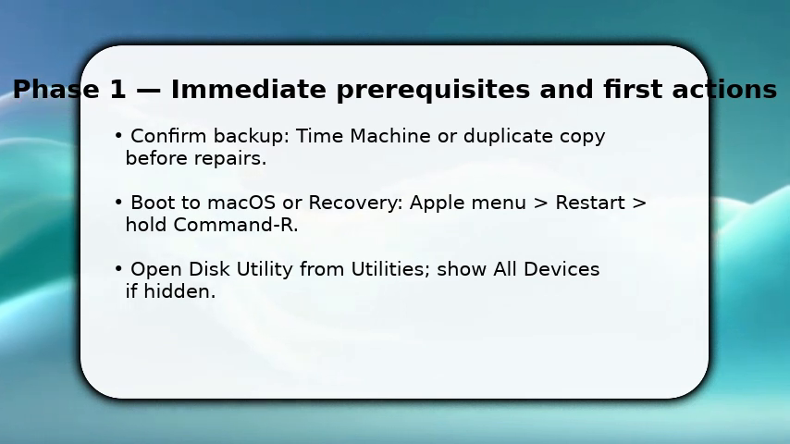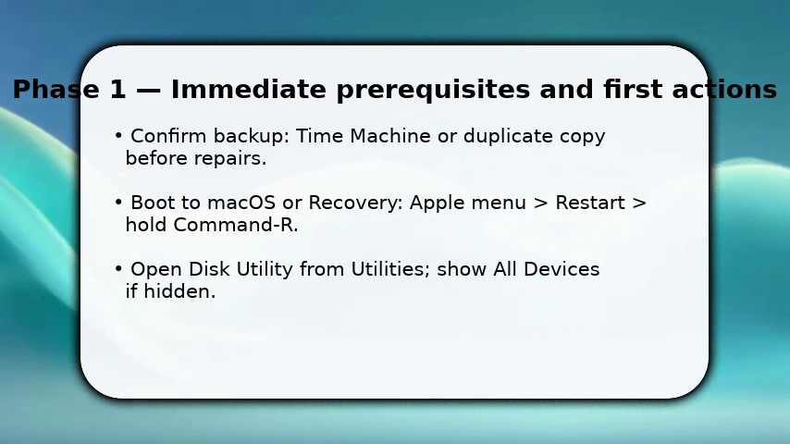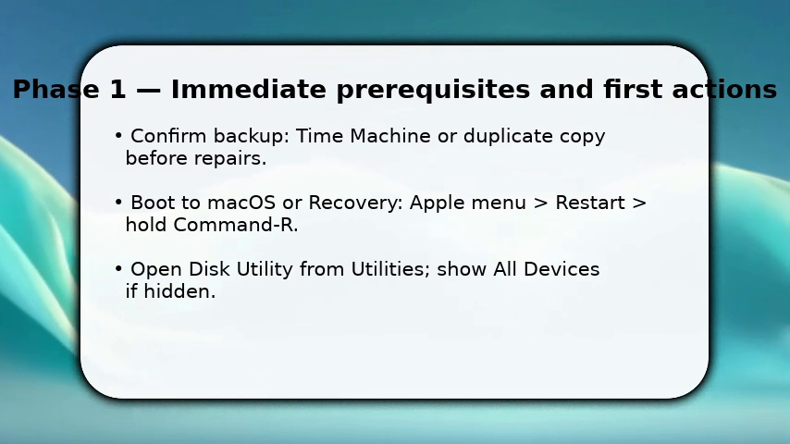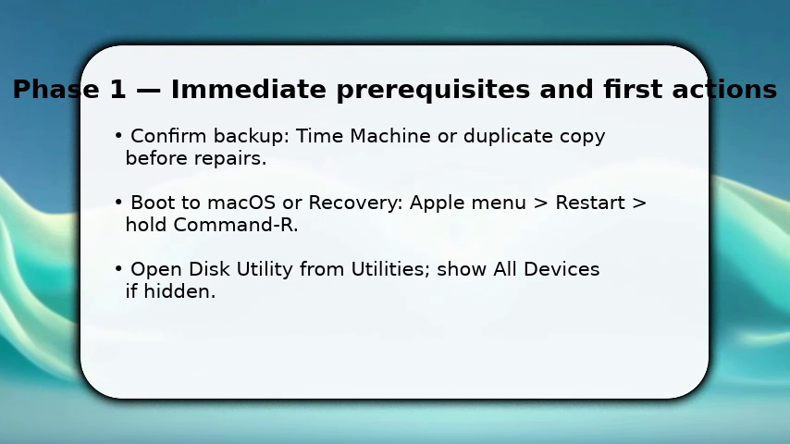Once booted, open Disk Utility from the Utilities menu and enable Show All Devices so you see containers and physical disks. Make sure to select the correct device, not just a volume, because repairs at the container level differ from file-level checks. Now select the physical disk or the app's container and click First Aid.